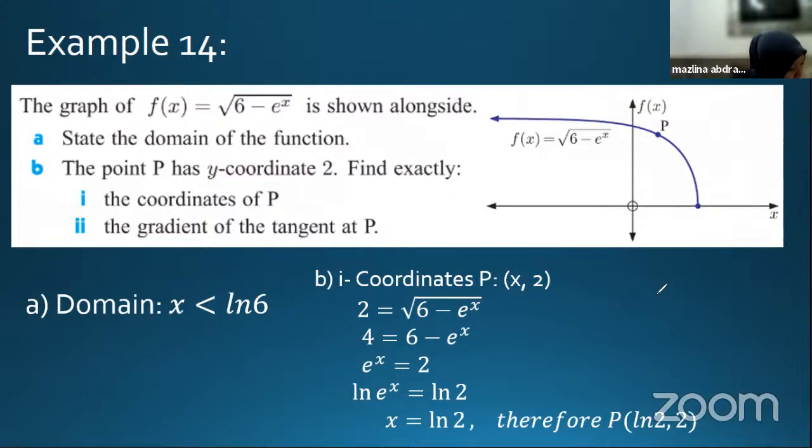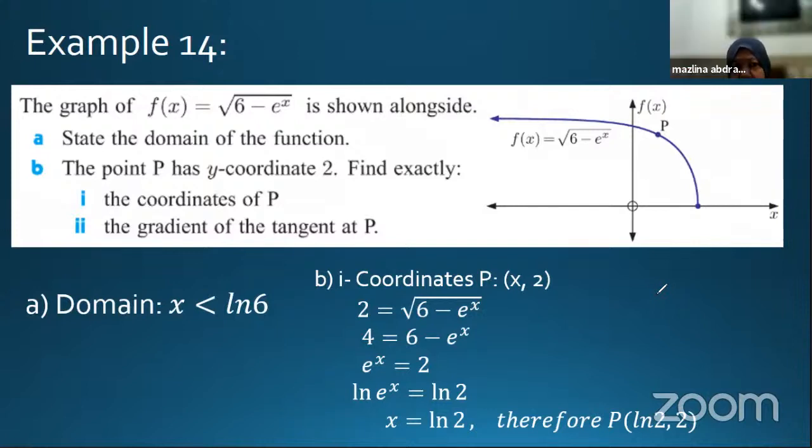Simplify. Okay. The gradient of the tangent at P. Who got a different answer? Kalau 1/4. 1/4 lagi. Yang lain? Macam mana nak cari gradient kelas? Differentiate. We differentiate the function, right?